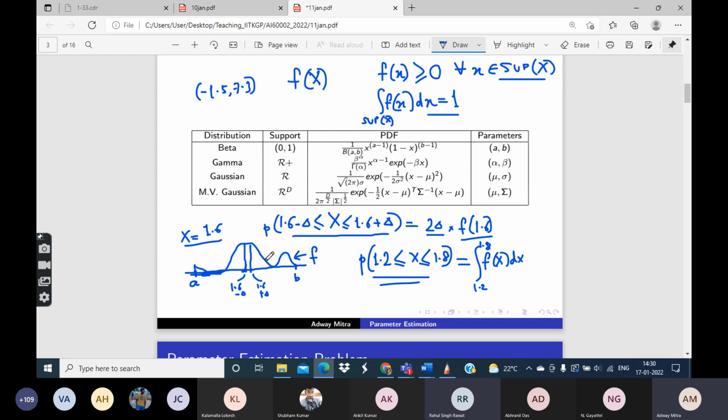Now the nature of this probability density function will vary from one distribution to another. So here are a few sample continuous distributions. There are of course more continuous distributions like that. So let us first of all consider the case of the beta distribution. Its support set is from 0 to 1.